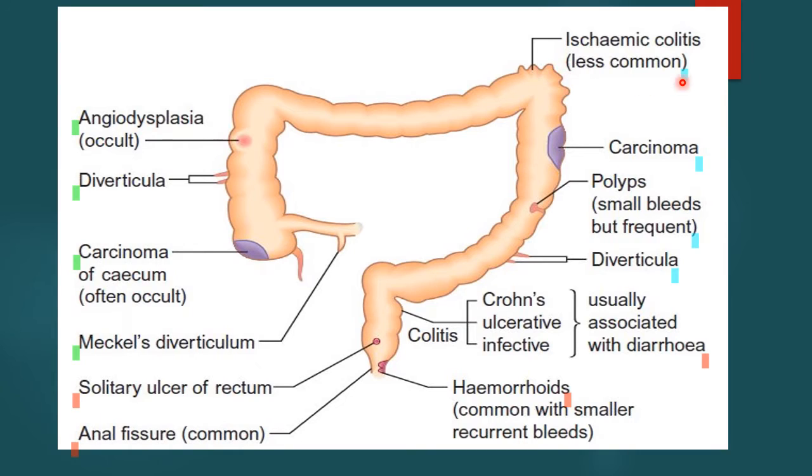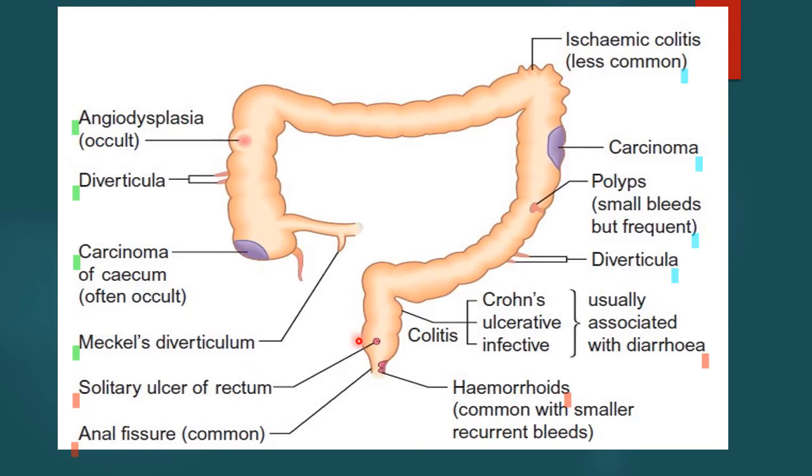On the left here, highlighted by this blue color, are the 4 common causes of bleeding from the left side of the colon: ischemic colitis, carcinoma of the descending colon, polyps of the descending colon, and colonic diverticula involving the sigmoid and descending colon.